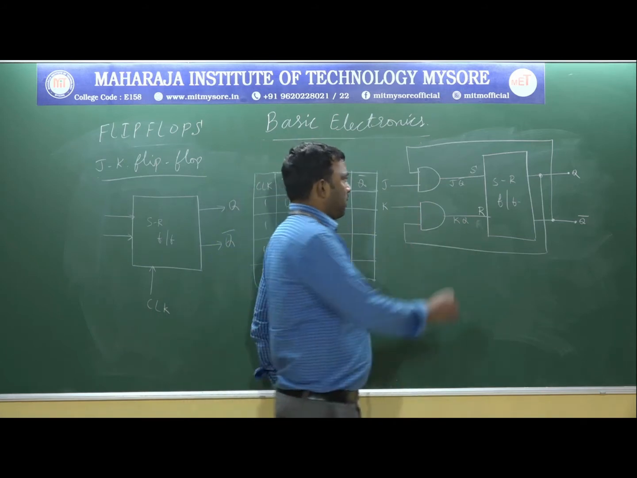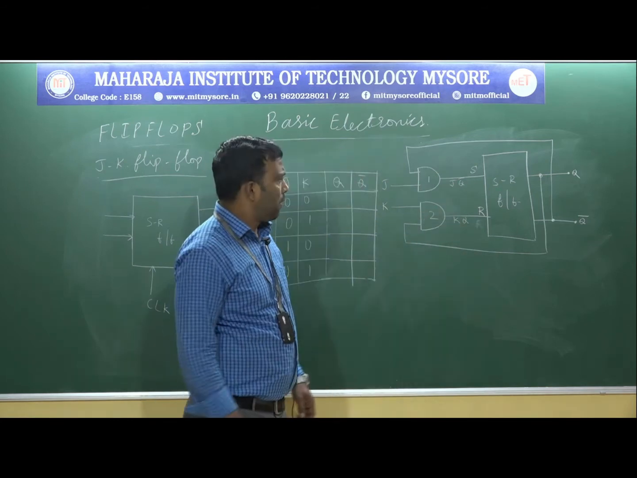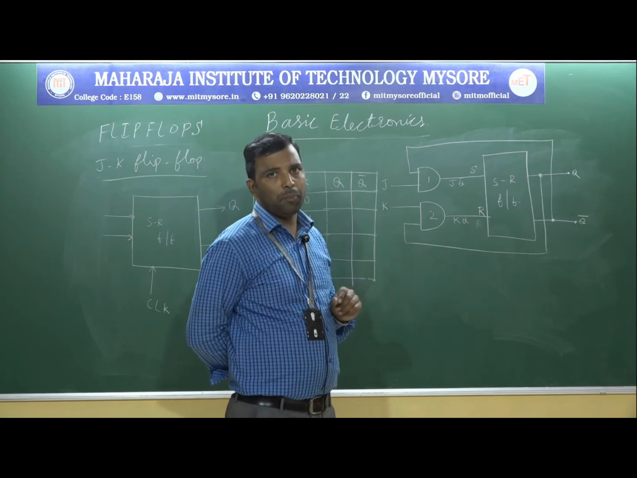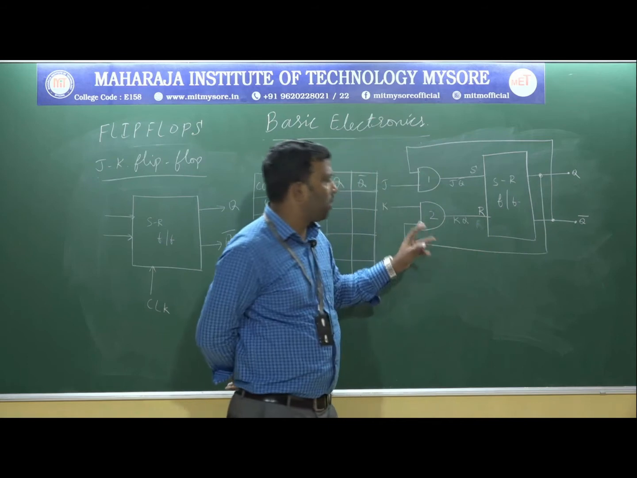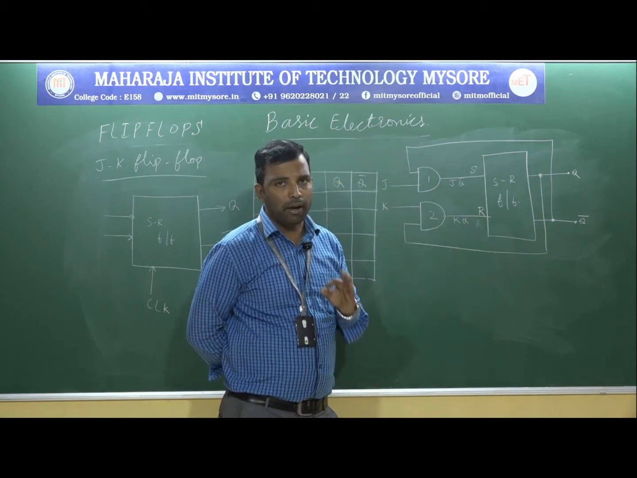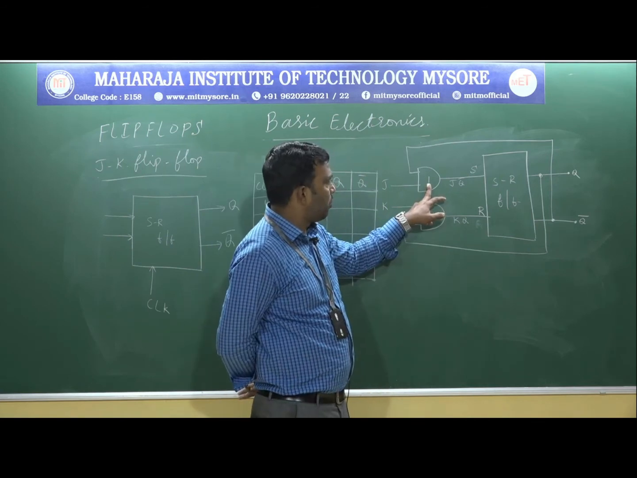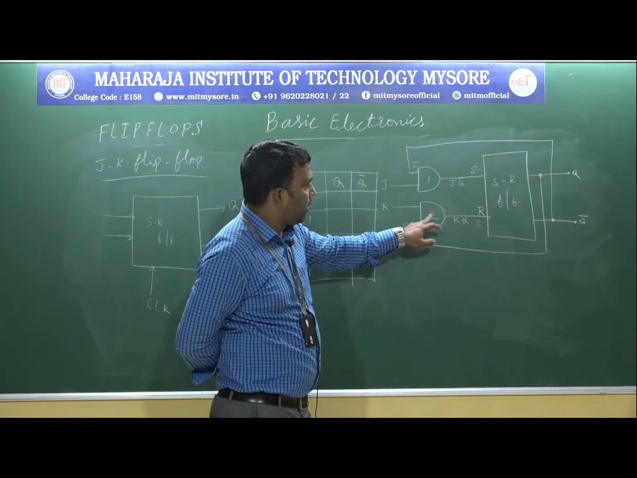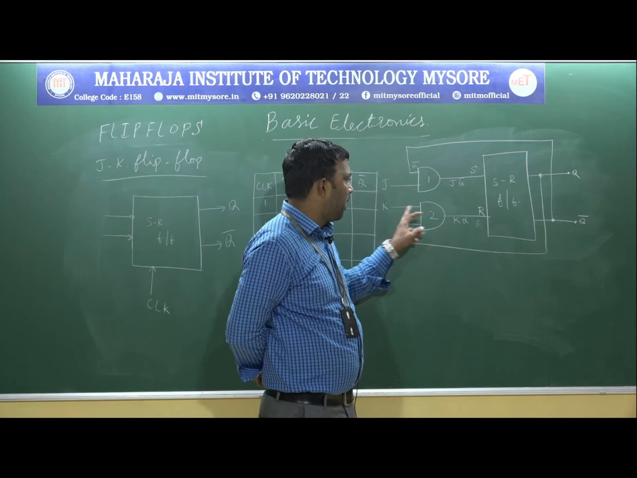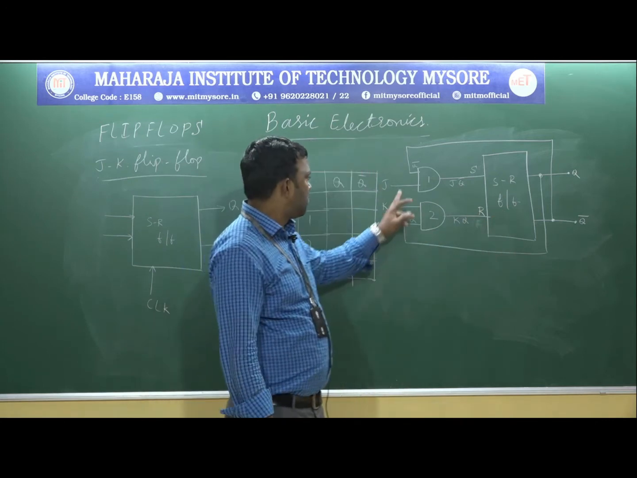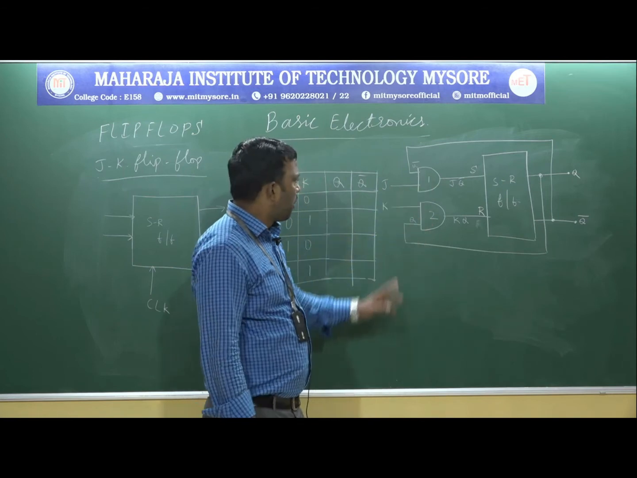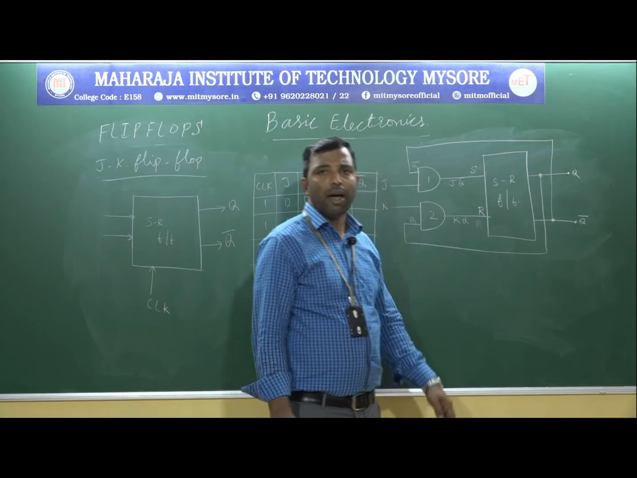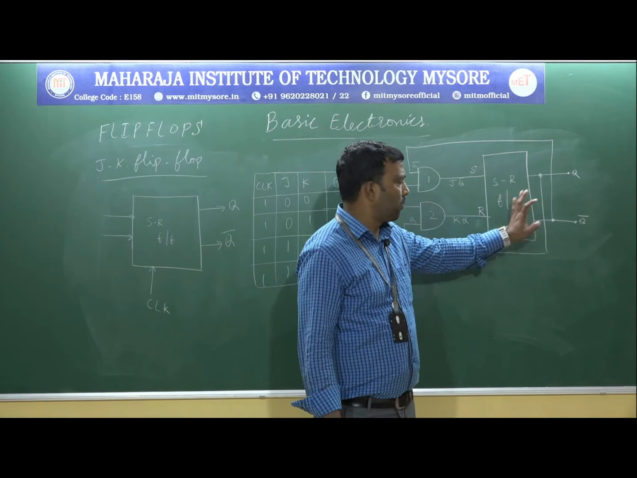This is J and this is K. This is AND gate 1, and this is AND gate 2. AND gates 1 and 2 have one of the inputs as J and K, and the other inputs are Q bar and Q respectively. AND gate 1 has two inputs, one from J and another from Q bar. AND gate 2 has one input from K and the other input from Q. Therefore, the output of 1 is J Q bar and the output of 2 is K into Q, that is the AND operation. The remaining part is the same as the SR flip-flop.